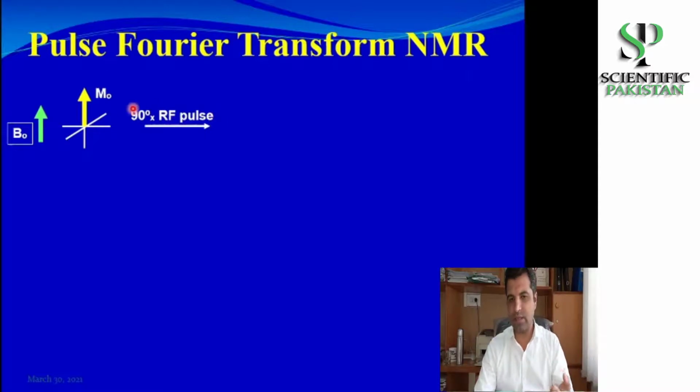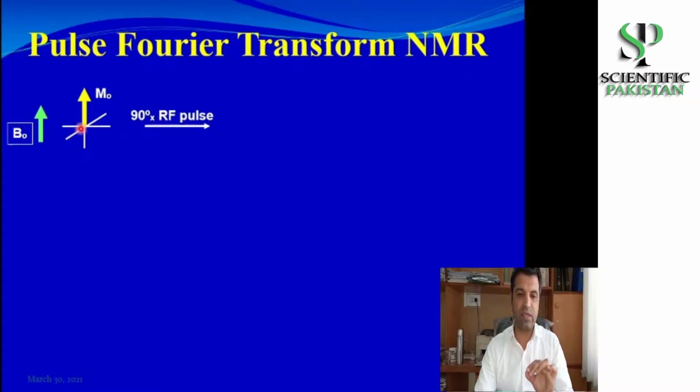And that is the phase angle. So you want to flip this M naught through 90 degrees. But what about X? X is the direction of the pulse. So you are giving a pulse in the X-axis for such a duration that M naught is flipped through 90 degrees.